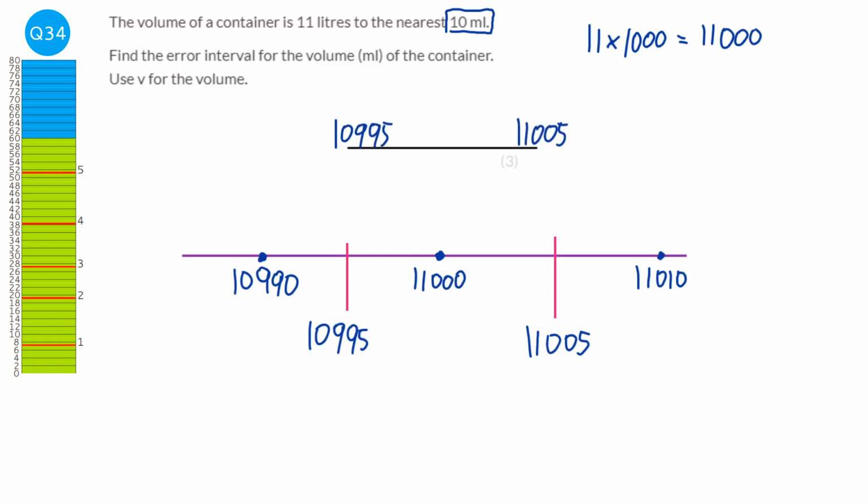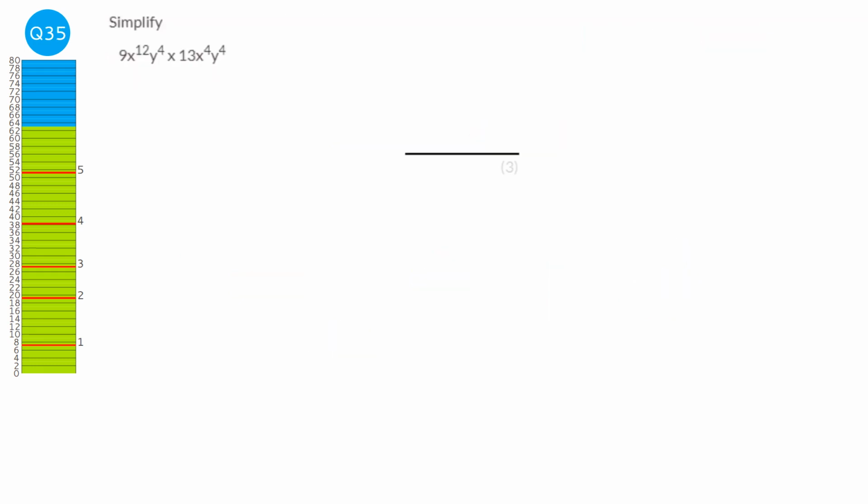And we just need to say that V can be anything above 10,995 and including that, and it can be anything below 11,005, but it can't include that, because if it was 11,005, it would have rounded up to 11,010. There's a lot going on with this question, so I'm going to put in all of the times signs that we don't normally show.